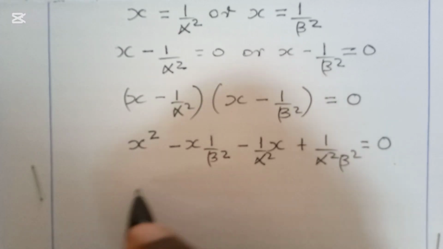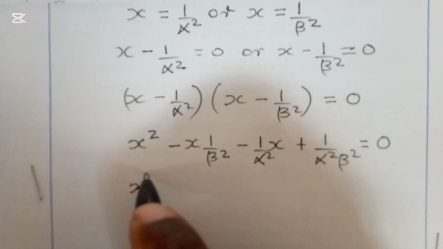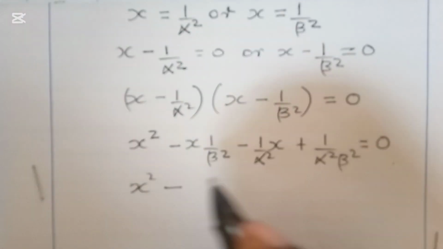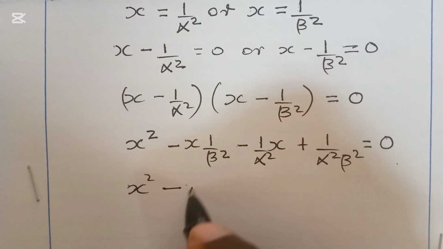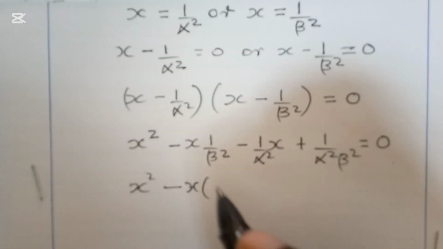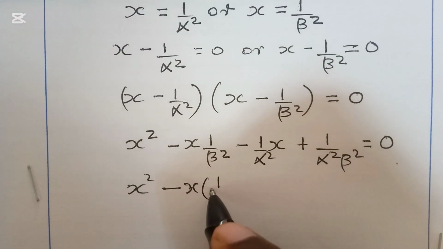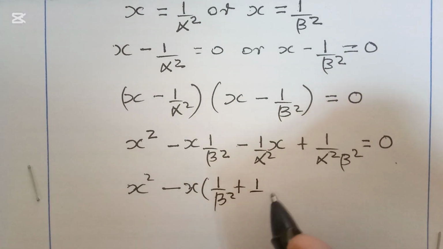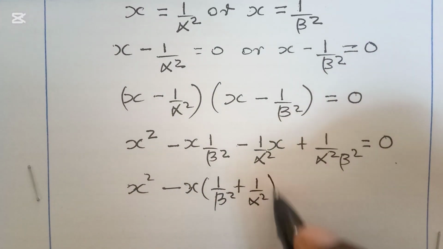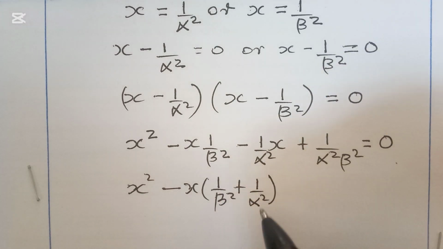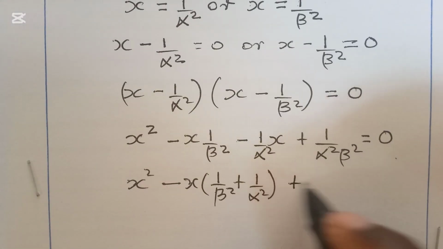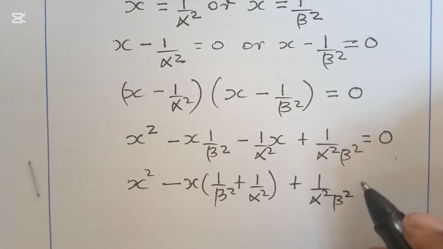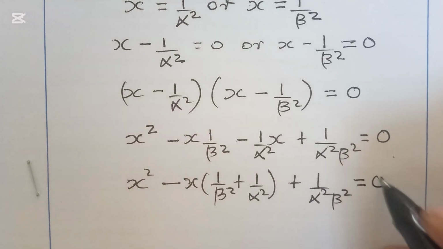And so therefore guys, we can now factor out our x. If we factor out our x, we are going to have negative x there, and then here we are going to have 1 plus 1 over beta squared plus 1 all over alpha squared, positive because we have put a bracket, plus 1 over alpha squared beta squared is equal to 0.